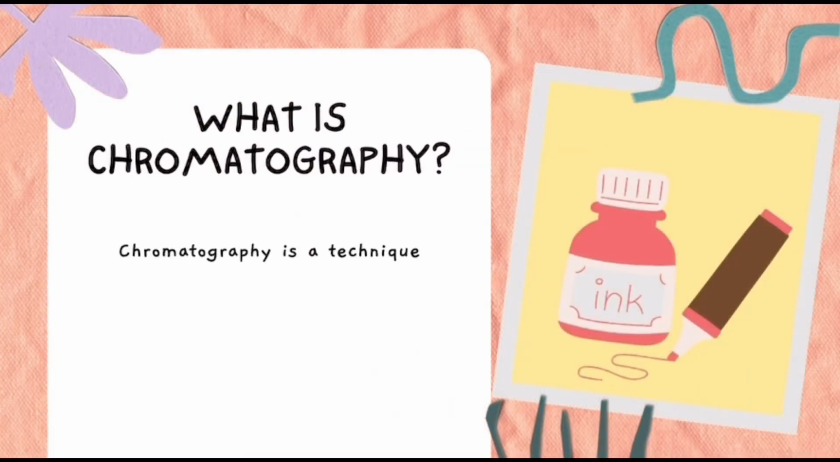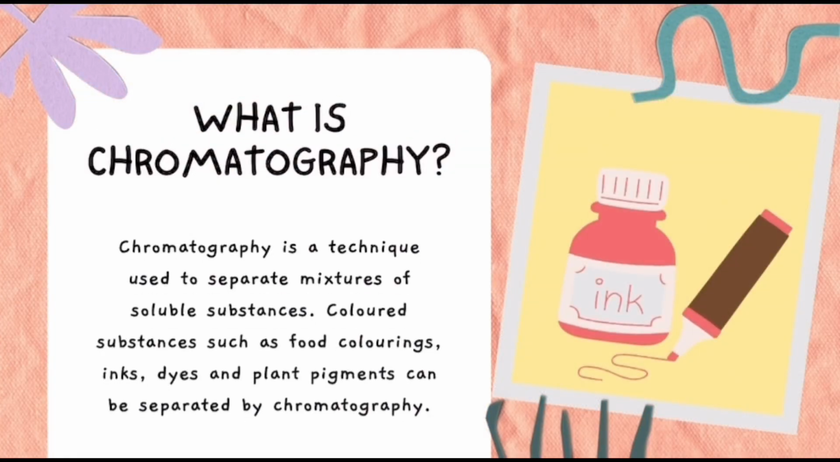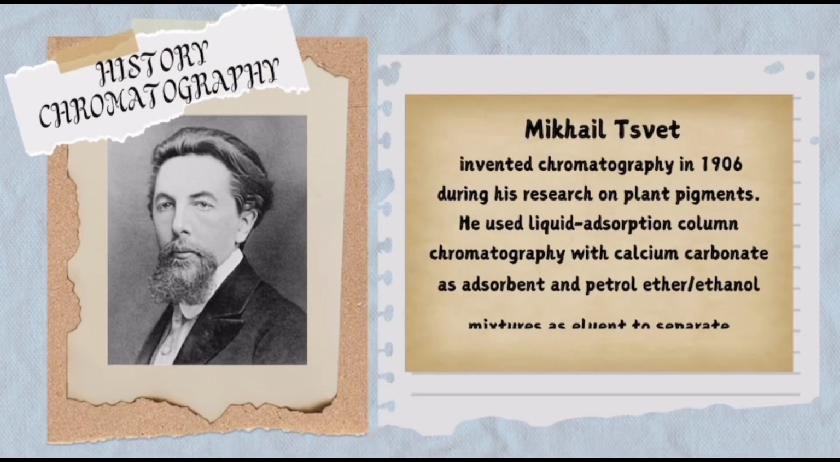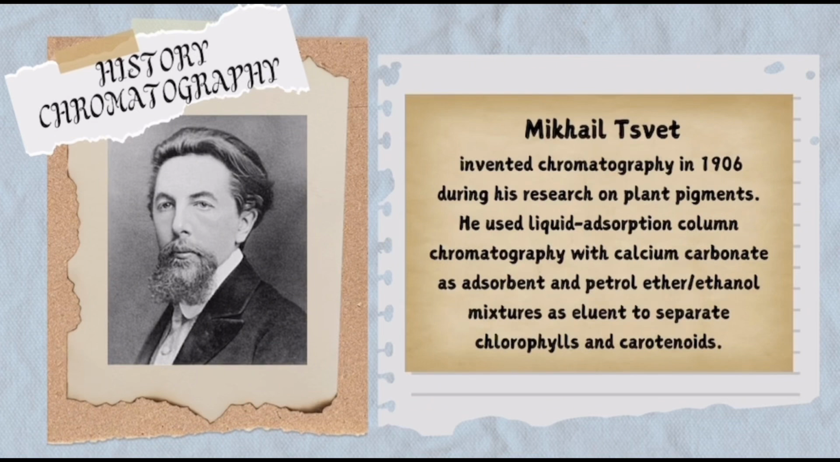What is chromatography? Chromatography is a technique used to separate a mixture of soluble substances. Colored substances such as food coloring, ink, dyes, and plant pigment can be separated by chromatography. History of chromatography: Michael Tswett invented chromatography in 1906. During his research on plant pigment, he used liquid adsorption column chromatography with calcium carbonate as adsorbent and petroleum ether, ethanol mixture as eluent to separate chlorophyll and carotenoid.